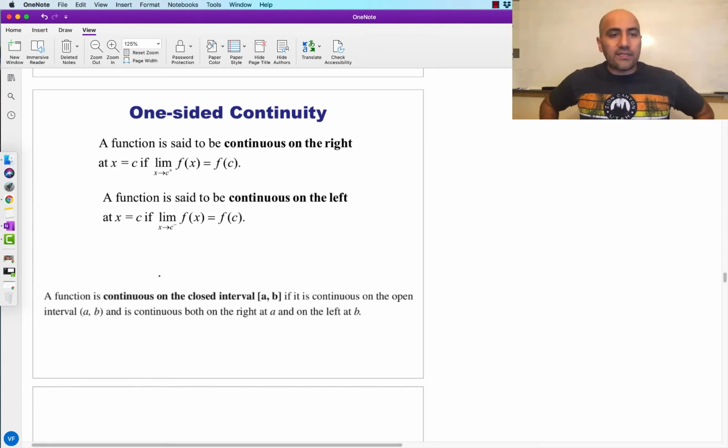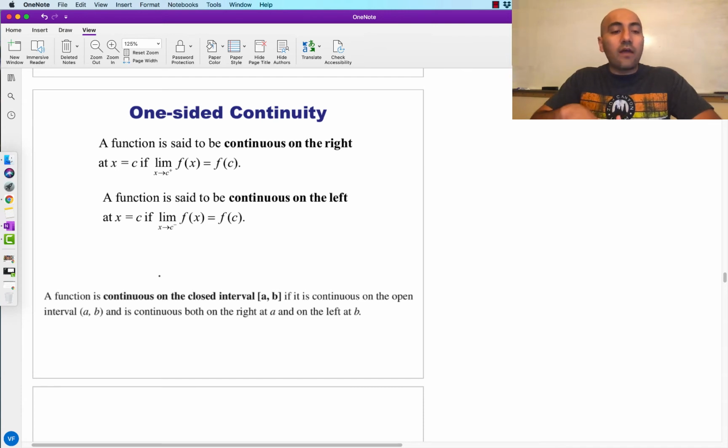Okay, but we can have one-sided limits, as we just saw in the previous case. A function is said to be continuous on the right at x equals c if the limit as x approaches c from the right side of f of x equals f of c. And a function is said to be continuous on the left at x equals c if the limit as x approaches c from the left-hand side of f of x equals f of c. So if we just restrict to one side, then we can have a one-sided continuity. A function is continuous on a closed interval from a to b, with brackets on the ends to show that it includes the endpoints.